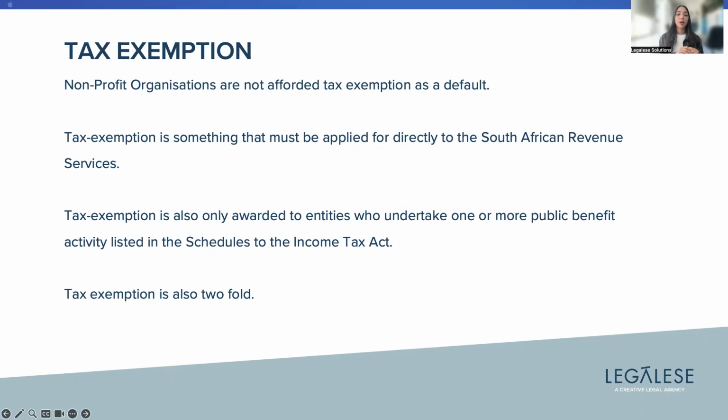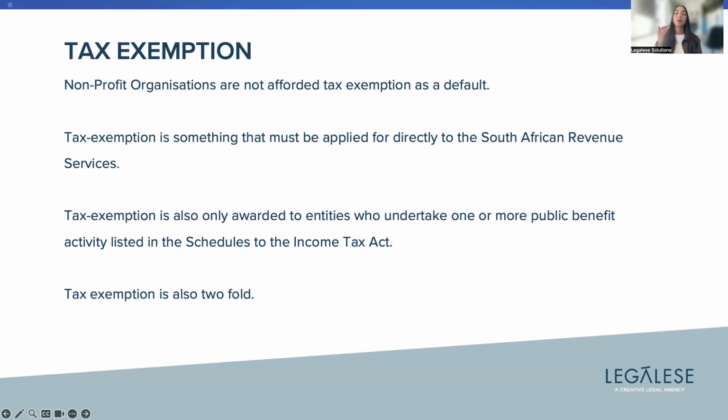In this regard, successful applicants can issue receipts that allow donations made to them to be tax deductible by the donor. In this regard, the entity must perform public benefit activities listed in Part 2 of the 9th Schedule to the Income Tax Act. Hence the description that it is twofold.